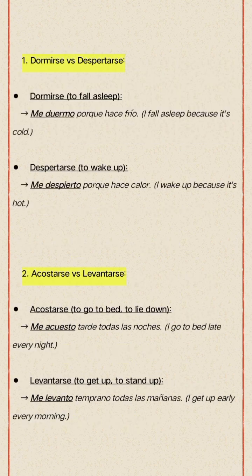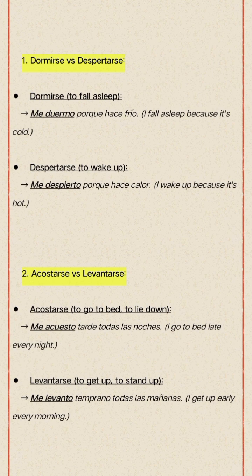Now, let's move on to opposite verbs that end with se. Although some of them are not reflexive, I group them together because they are somehow related to each other. Let's go through them. Number 1. Dormirse versus despertarse. For dormirse, which means to fall asleep, we have me duermo porque hace frío, which means I fall asleep because it's cold.